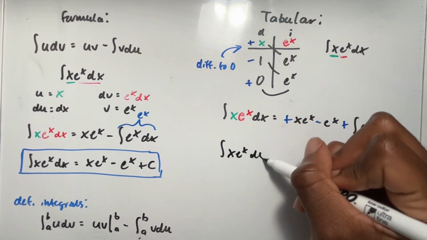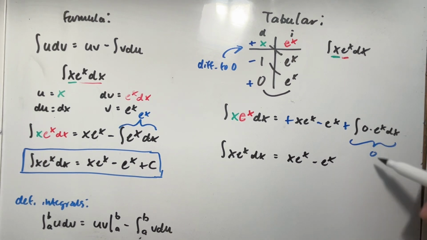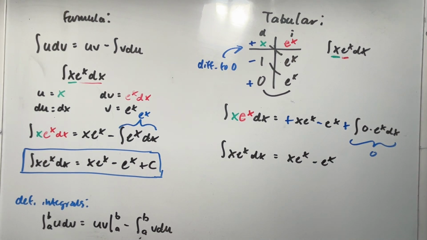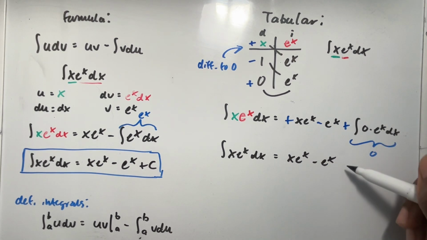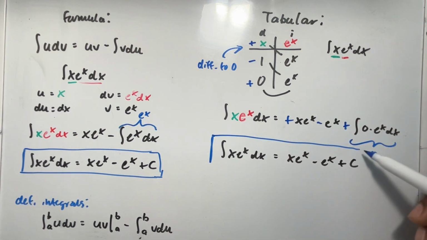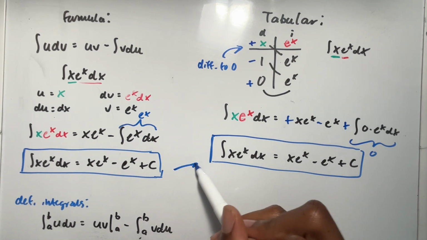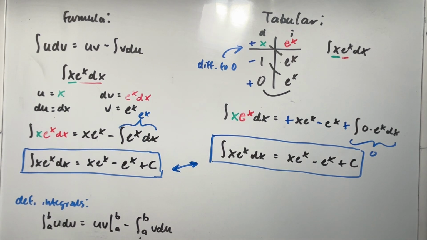So now if I rewrite it, it's going to be the integral of x e to the x dx is going to equal x e to the x minus e to the x. And then again, this is 0. And we're doing indefinite integrals, so this is going to just have a plus c at the end. And that's your answer. And as you can see, they give you the same answer.